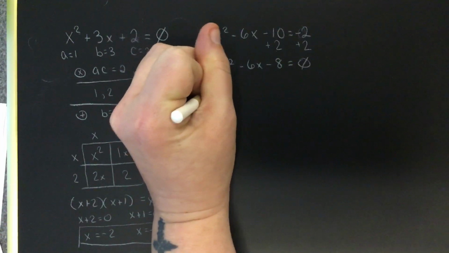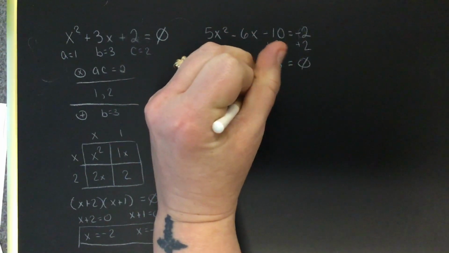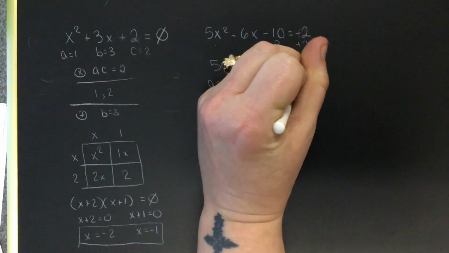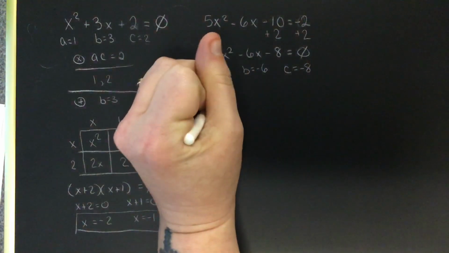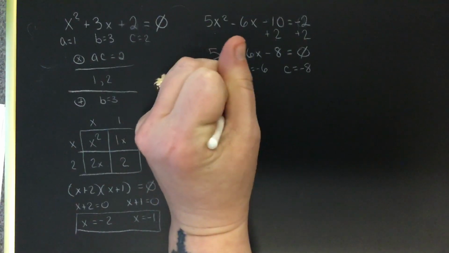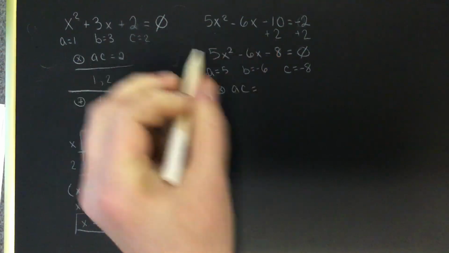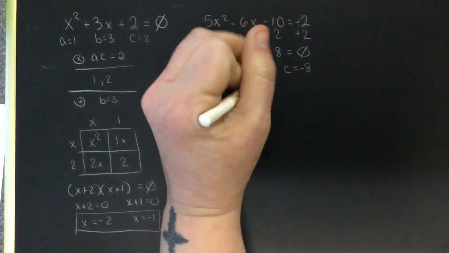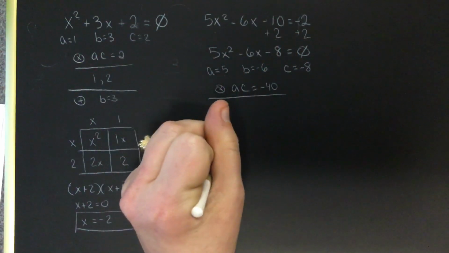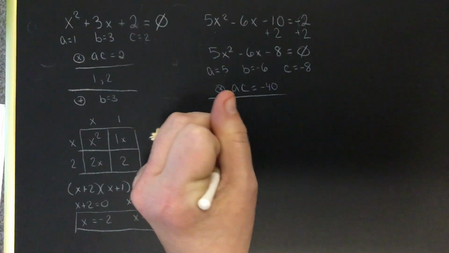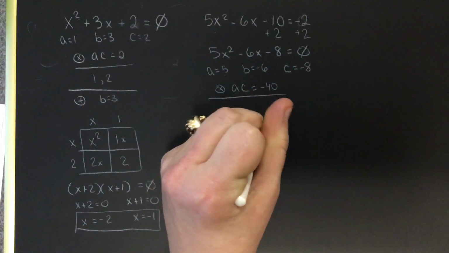So a equals 5, b equals negative 6, c equals negative 8. We need to find out what multiplies to give us a times c, which 5 times negative 8 is negative 40, but adds to give us b, which is negative 6.